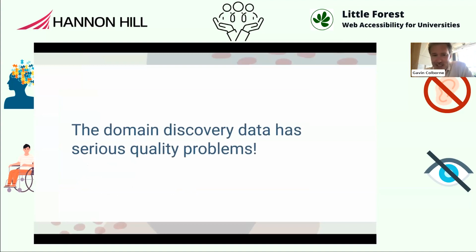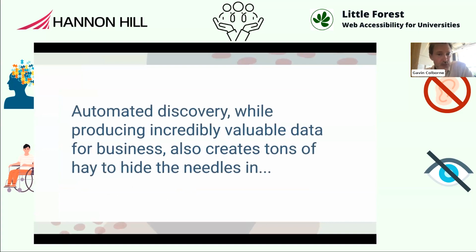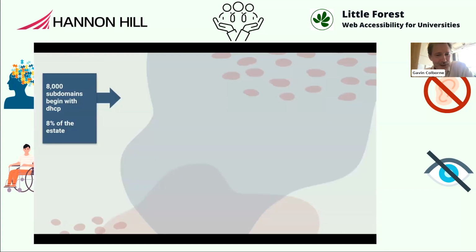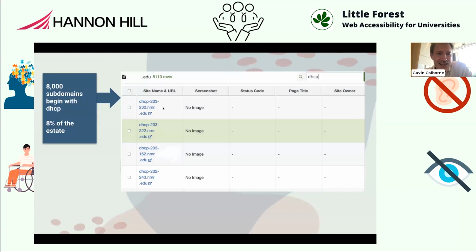So, domain discovery data. When you get back your initial report, there are some serious quality issues, because while the automated discovery is there producing valuable data, it also has a lot of hay to hide the needles in. And you'll get back data like a machine sitting under a desk somewhere or a printer in the university.